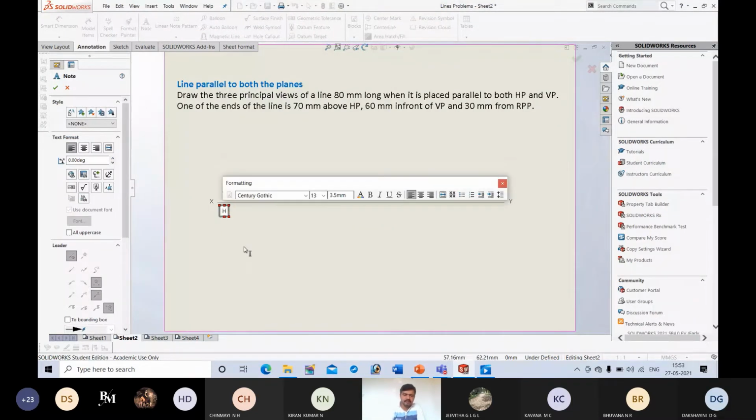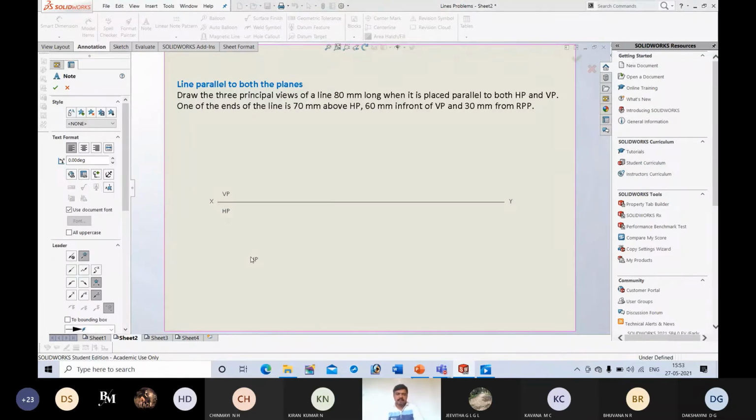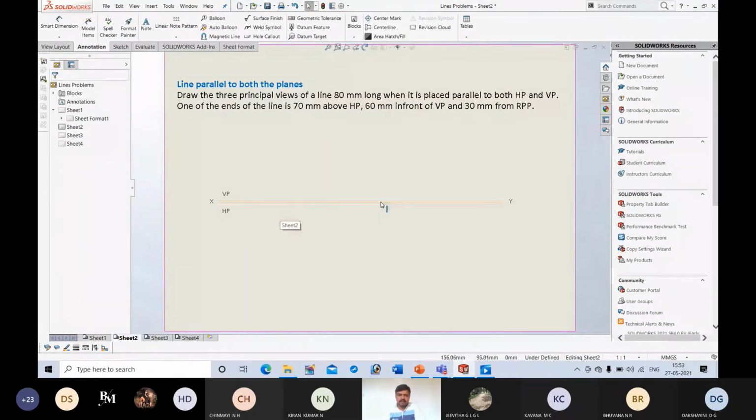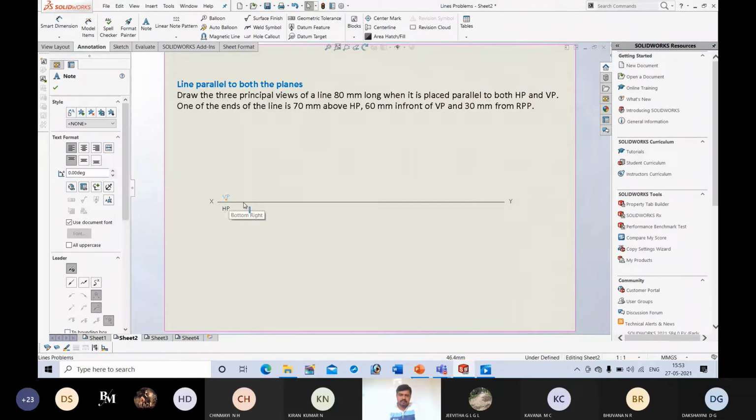So this will be HP. That means the space below this XY line is the horizontal plane, and the space above XY is the vertical plane. That is the meaning. Now, we have to consider a line 80 mm long. Here they have not given a name to the line, so we can consider it as AB, or PQ, BC, CD, your wish. I will name it as AB. So the line AB, the length is 80 mm.